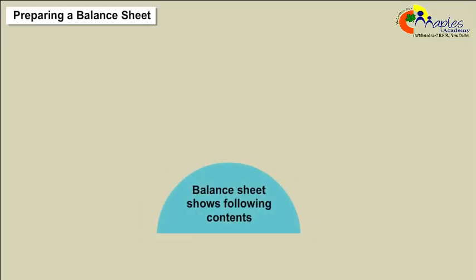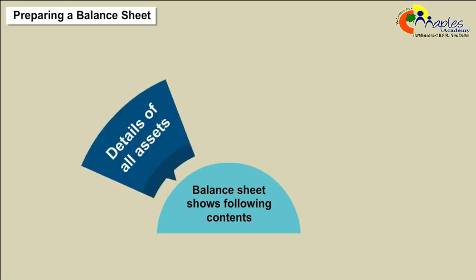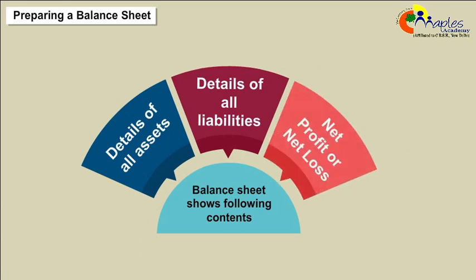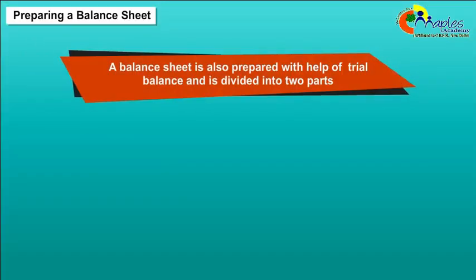Balance sheet shows following contents: details of all assets, details of all liabilities, net profit or net loss. A balance sheet is also prepared with help of trial balance and is divided into two parts: liabilities, assets.